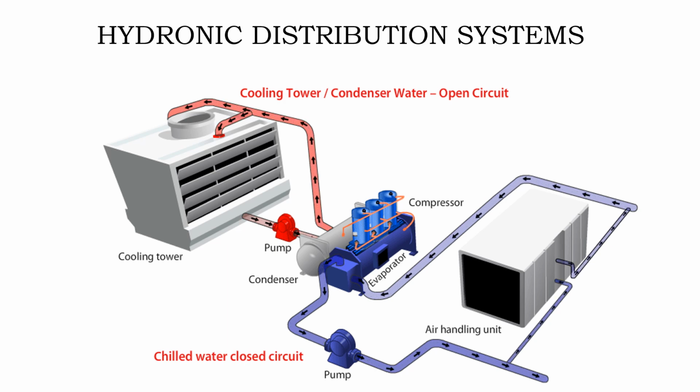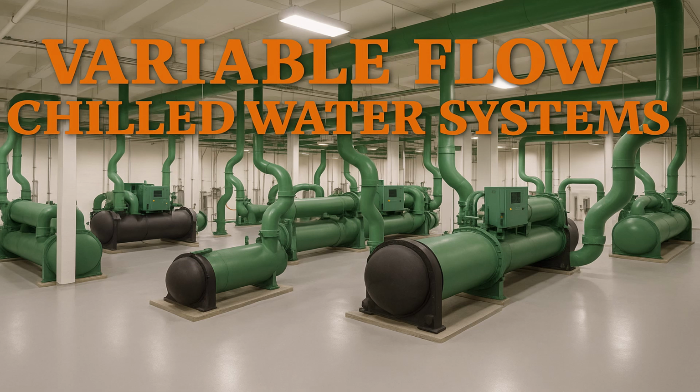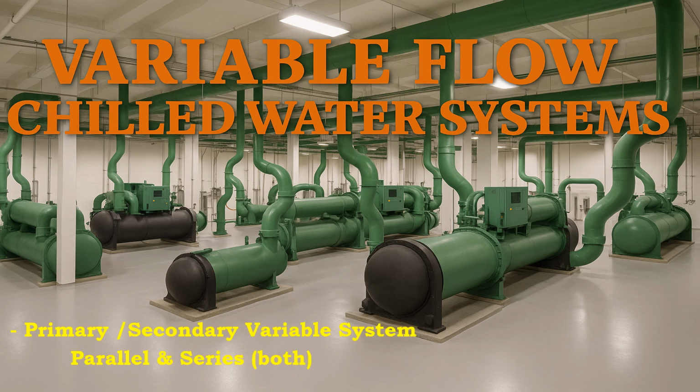What are the things which somebody really needs to consider? Hope you have already been through my previous videos, which talk about the constant flow system and the variable primary system. In this video, we are going to discuss the primary-secondary variable system, in both series and parallel configurations of a chiller.